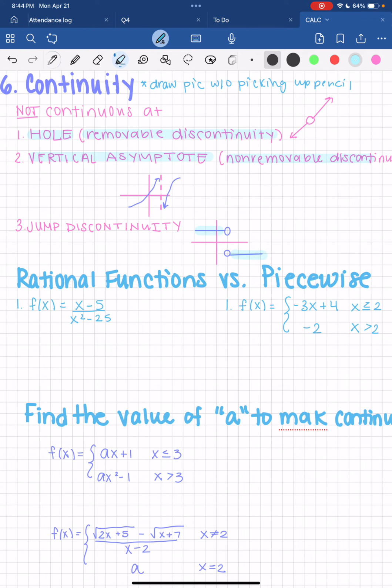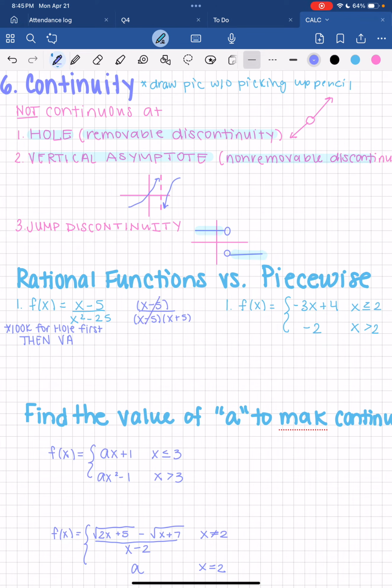So now you need to be able to tell if a rational function is continuous versus a piecewise function. So a rational function, here we go. Step 1, you always want to look for the hole first, then the vertical asymptote. I'm going to abbreviate vertical asymptote VA. So how are we going to look for the hole first? We're going to factor. The top does not factor. The bottom factors.